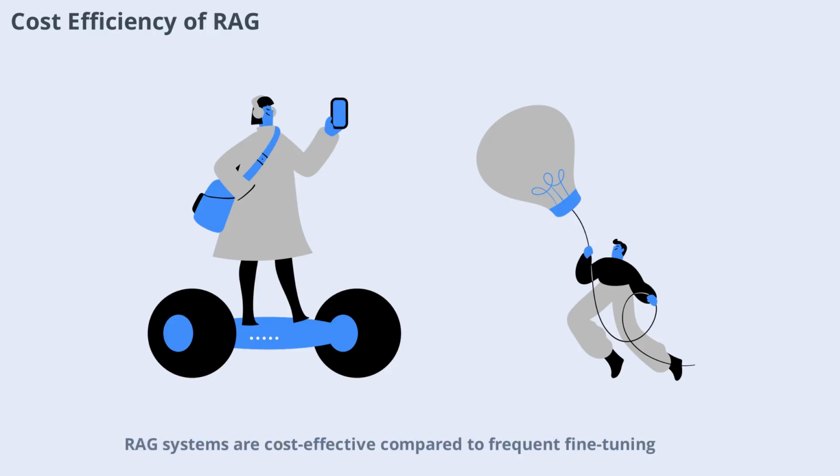RAG systems are cost-effective compared to frequent fine-tuning. Since you don't need to retrain the model for every knowledge update, you save on compute resources and engineering time. Updating your knowledge base is as simple as adding new documents, making RAG a practical choice for dynamic environments.